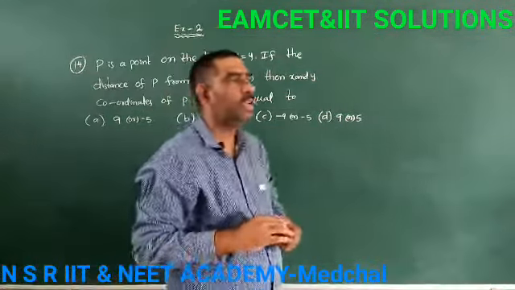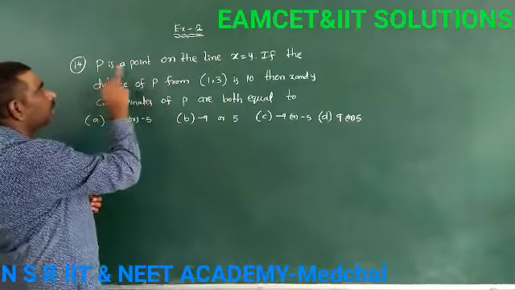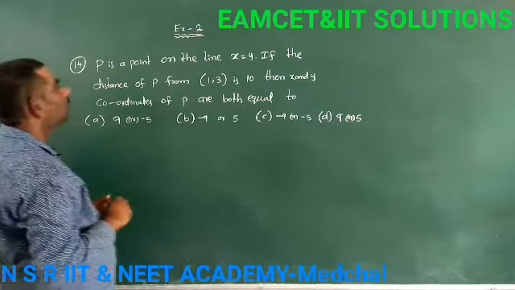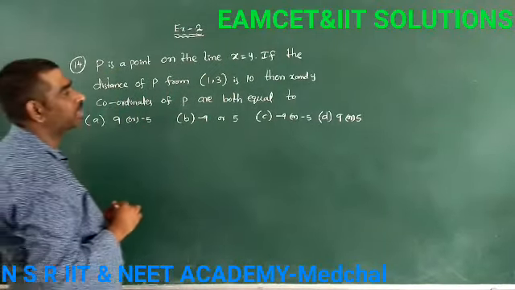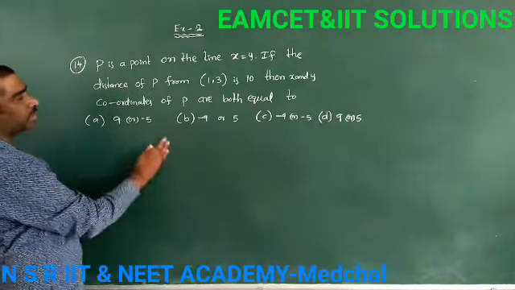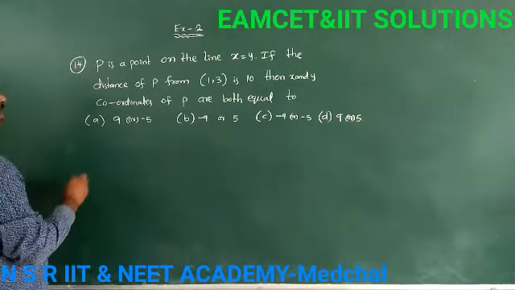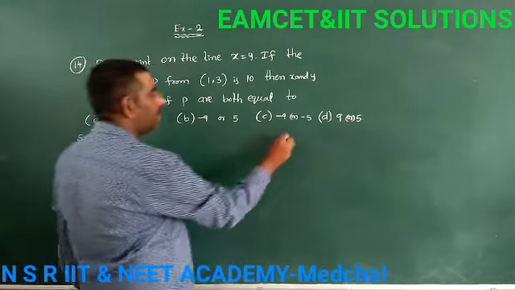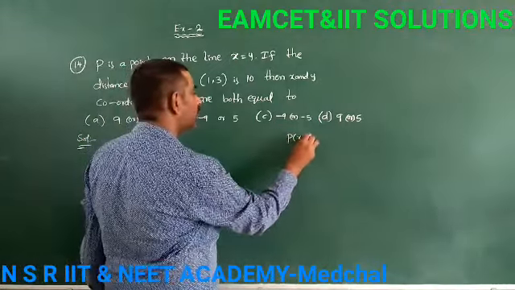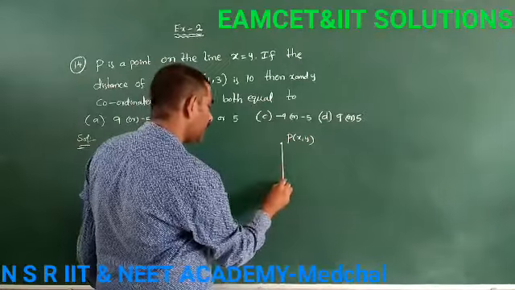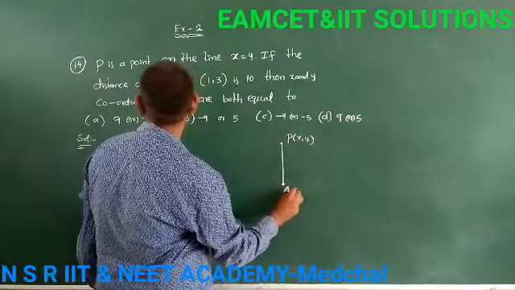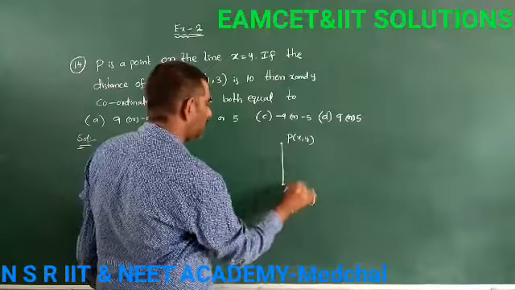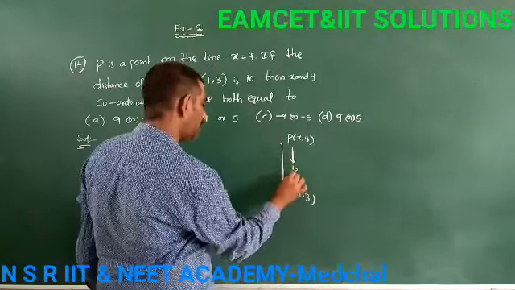So this is our next question. P is a point on the line x equal to y. If the distance of P from 1 comma 3 is 10 units, then the x and y coordinates of P are both equal to... Suppose P x comma y is any point and the distance from P to another point A, 1 comma 3, is 10.